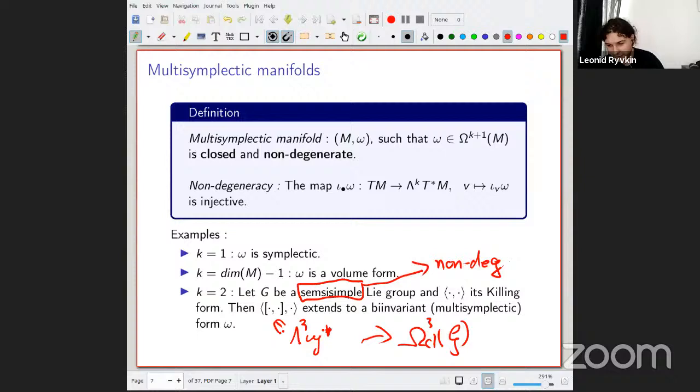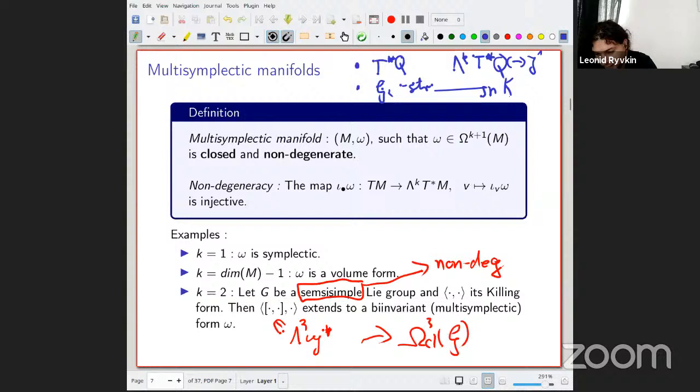I will already do a little advertisement. There are many, many more examples. For instance, the same way that T star Q is a symplectic manifold, lambda K T star Q is a multisymplectic manifold, which is motivated by jet bundles for classical field theories. Further examples include G2 structures, strictly nearly Kähler manifolds, and also some unimodular Poisson structures. I'll say more about this in the parallel session.